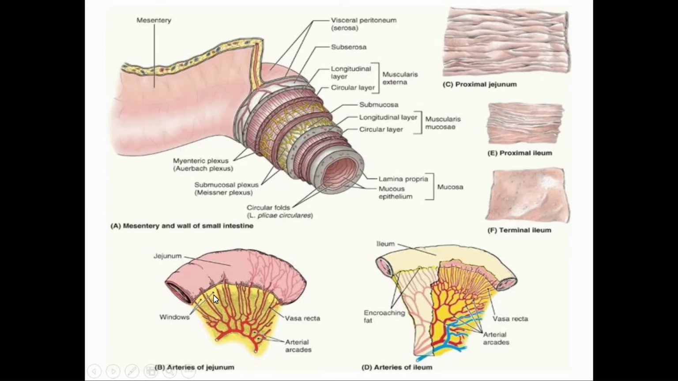And in the jejunum, these windows are present because the mesentery is thin in the jejunum. But in the ileum, the mesentery is thick, as well as the vasa recta being widely present. Because of this reason, the windows in the ileum are absent. Peyer's patches are present only in the ileum; Peyer's patches are absent in the jejunum.